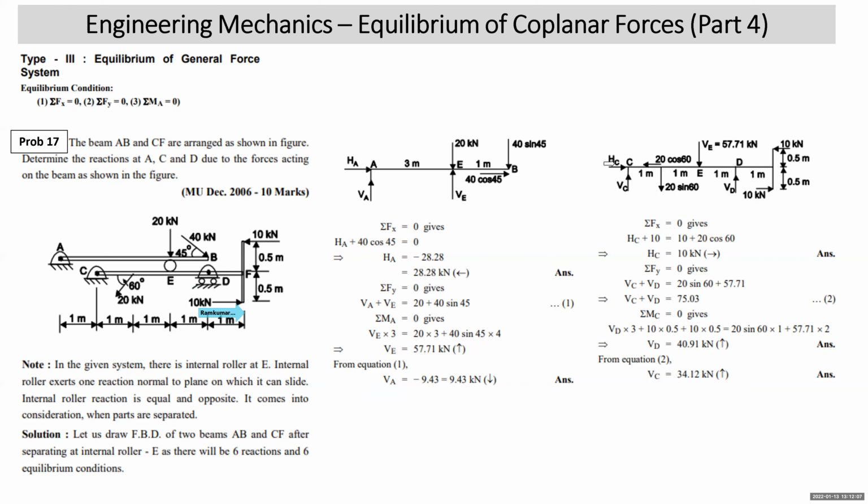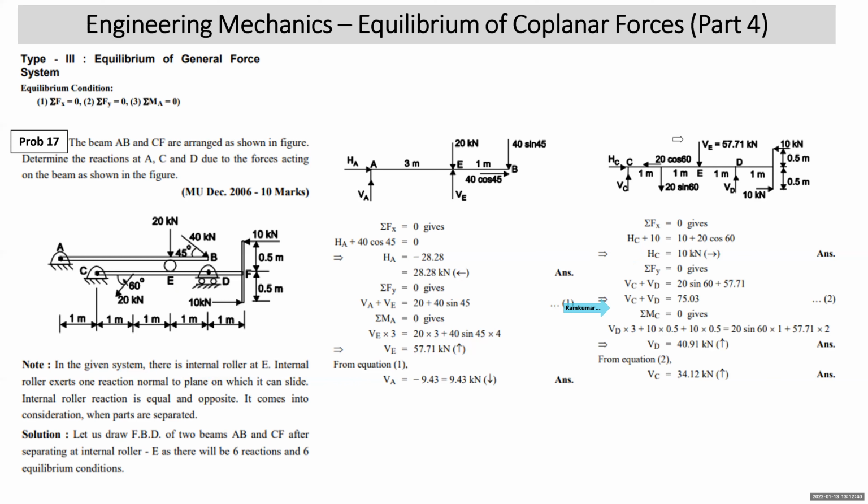Sigma Fx equal to 0, HC plus 10 to the right is equal to 10 plus 20 cos 60 to the left. You get the value of HC as 10. Sigma Fy is equal to 0, VC up, VD up, equal to 20 sine 60 plus 57.71. You get another equation. Take moment about C. When you take moment about C, HC and VC will go off. Even 20 cos 60 will also go off. 20 sine 60 into 1 clockwise, 57.71 into 2 clockwise, VD into 3 anti-clockwise.